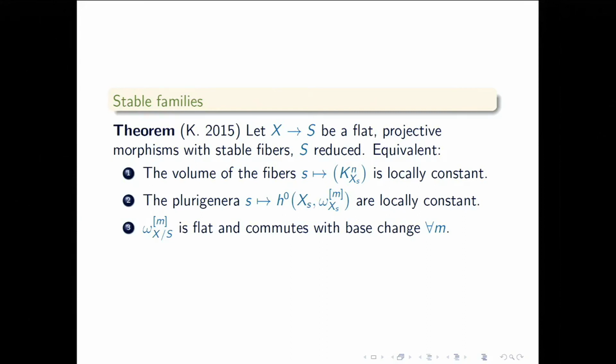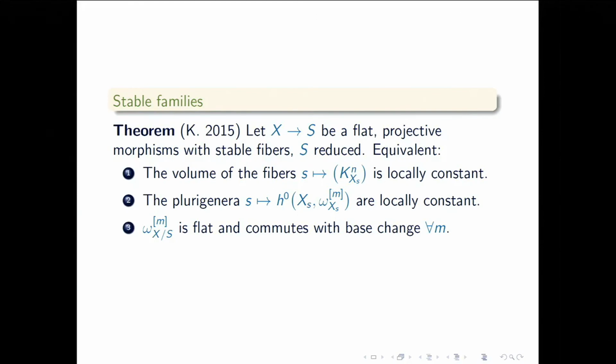So if it's a reasonable family, then we would like at least this degree, which is frequently called the volume of the fibers, to be locally constant. Now, one claim, and this is just pure luck, is that this being constant is the same as all the plurigenera being locally constant. If you think of this as a Hilbert function as m varies, then this just tells you that the leading coefficient of this Hilbert function is not changing under the deformation. But this theorem says that once the leading coefficient is not changing in the deformation, then all the other coefficients are also constant.